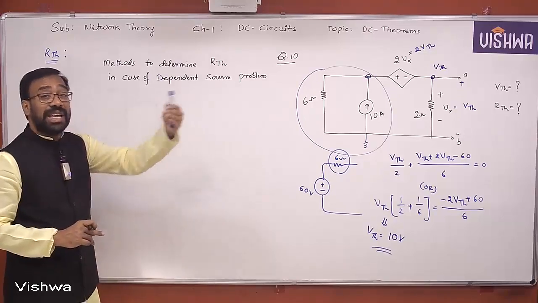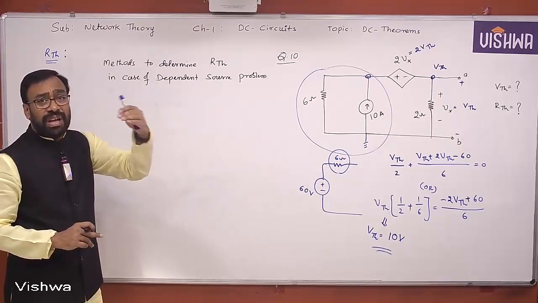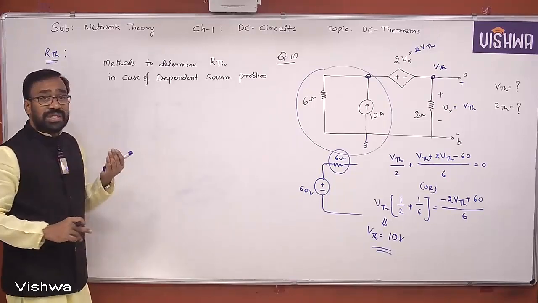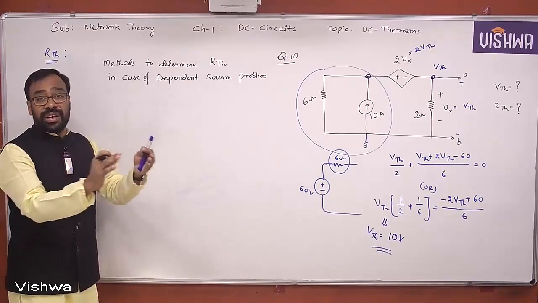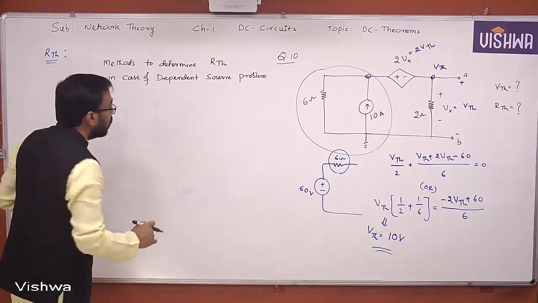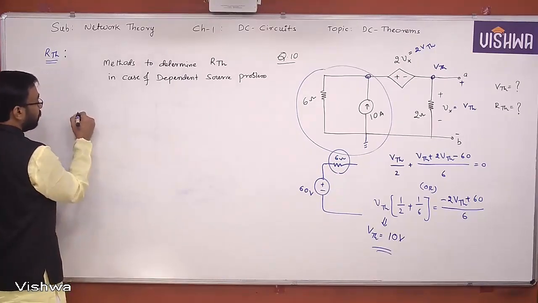But you can generalize the same procedure everywhere, wherever it is not possible to determine the equivalent resistance using the normal reduction technique like series parallel. Understand all of you? Okay. So now let us see method 1. What is method 1?